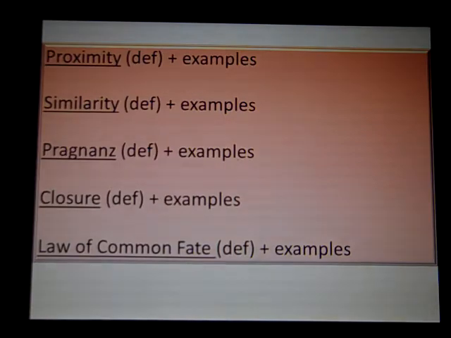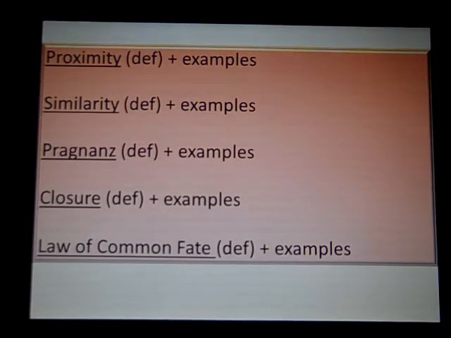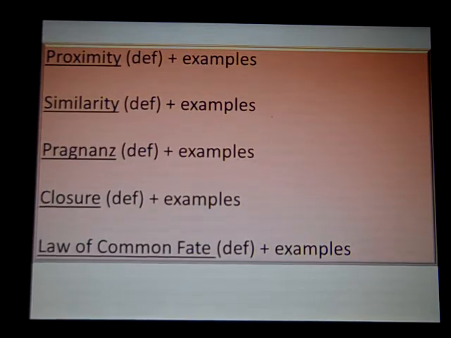Laws of perceptual organization. There are 5 laws of perceptual organization that I want to talk to you guys about today. The first one is proximity. If something is proximal, that means that it is close to you. By definition, proximity simply means that objects or things that are close together in physical space tend to be viewed as one object or one thing. Again, proximity, objects that are close together in physical space tend to be viewed or perceived as one thing.